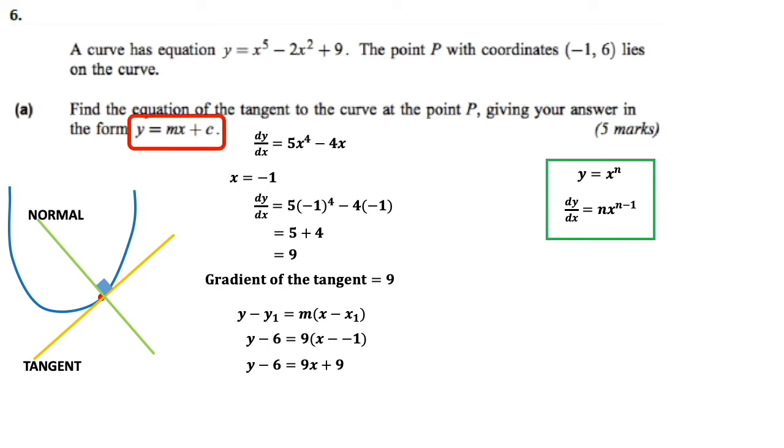Going back to the question, it did actually say to write the equation in the form y equals mx plus c. Now, we're almost there. What we want to do is just add 6 to both sides. If I add 6 to the left side, we would end up with y. And if we add 6 to the right side, we would have 9x plus 15. So that now is of the right format. The equation of the tangent is y equals 9x plus 15.